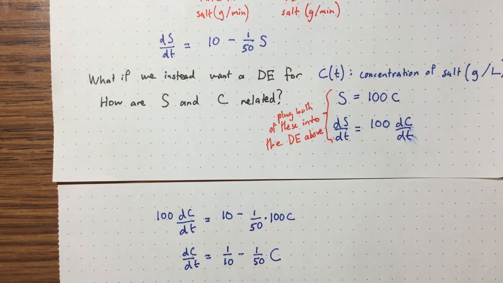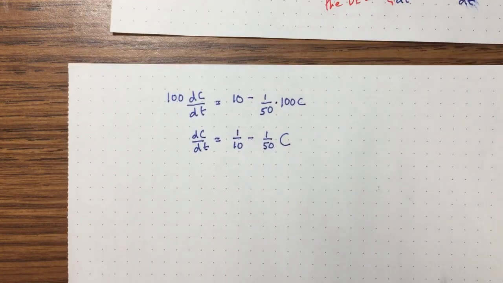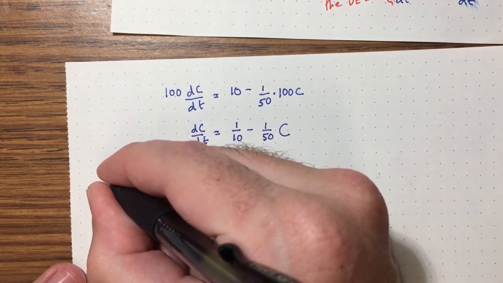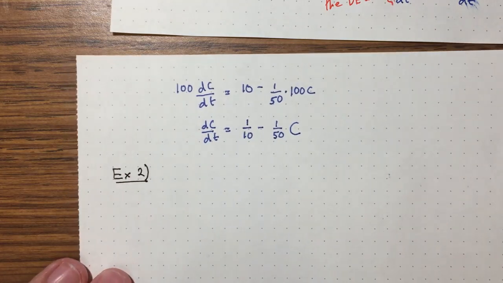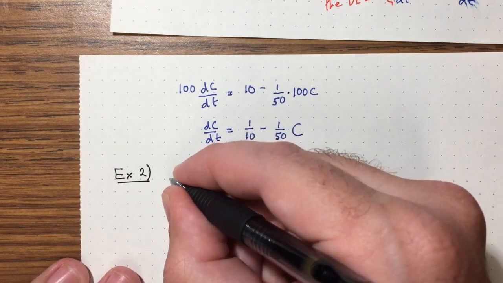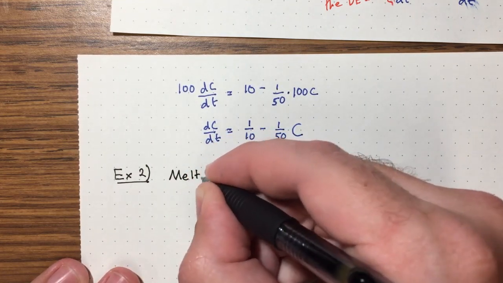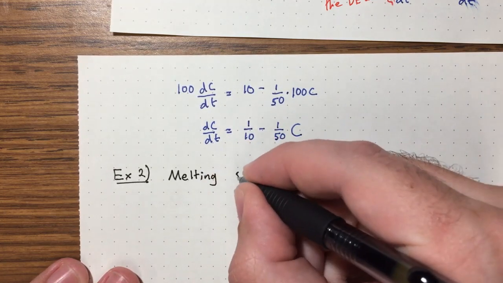to try to eliminate these variables s and replace them all with c. So let's see a slightly more complicated example where we're going to have to use the chain rule. So let's do another example. So this is example 2. And this one is going to be a melting snowball.